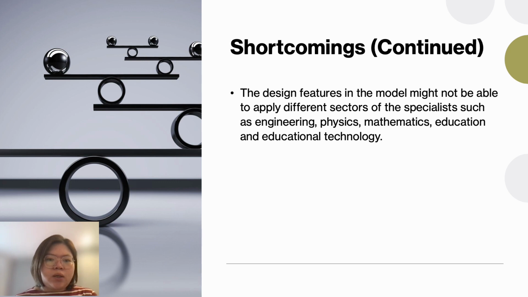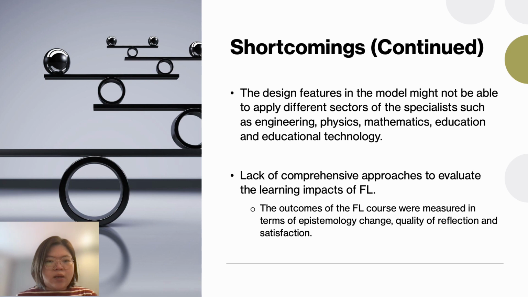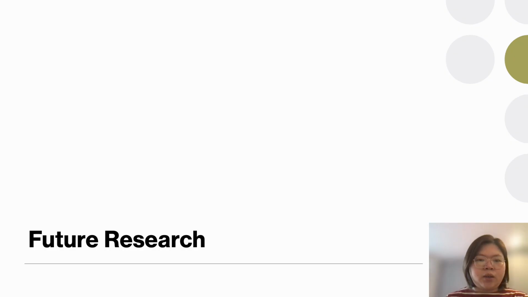In addition, the design features in the model might not be able to actually apply or be implemented in different sectors of the specialists, such as engineering, physics, mathematics, education, and education technology. And also, there's a lack of comprehensive approaches to evaluate the learning impacts of flipped learning, because in this study, the outcomes are just measured in terms of epistemology change, quality of reflections, and satisfaction.